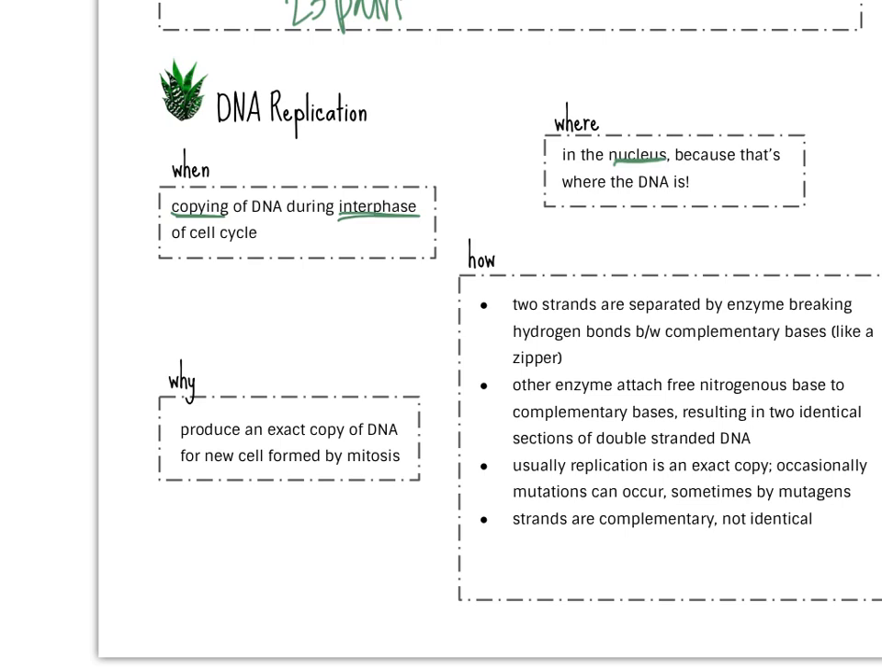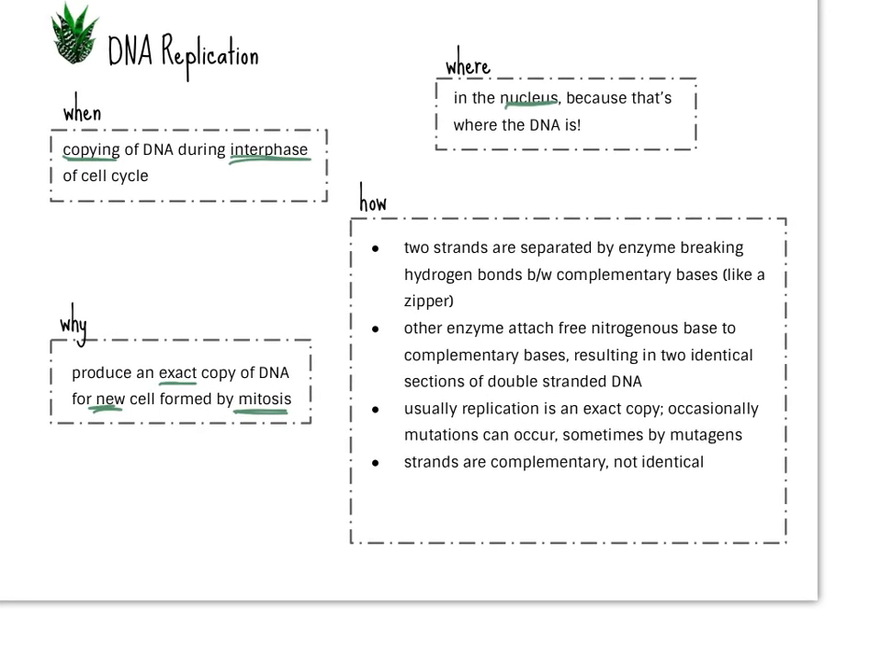And why is it important to replicate DNA? Well, so that it's in your cells. The whole point is to produce an exact copy of DNA for the new cell that will be formed by mitosis. Okay, so far we've got DNA being replicated during interphase in the nucleus because we need an exact copy in the new daughter cell. And the how is a little bit more complicated, so let's look at that.